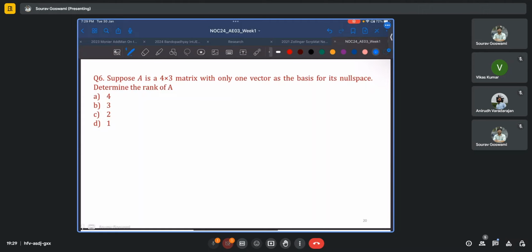The sixth question says that suppose there is a matrix A of dimensions 4 cross 3 and it has only one vector as the basis for its null space. Determine the rank of A. Now again, this theorem is commonly called the rank nullity theorem. This was discussed in class, and I'd like to revise what it was. It says that the rank of A plus the nullity of A, that is the dimension of the null space, which will be equal to the number of elements of the basis vector, shall equal the number of columns of A.